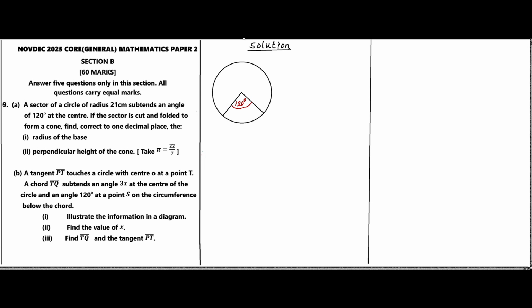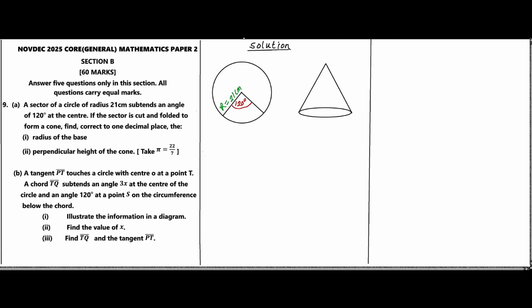Then this sector has a radius of 21 centimeters. So this is the radius, 21 centimeters. Now, if the sector is cut and folded to form a cone, so this particular sector here is cut out of the circle to form a cone. So let's draw our cone. This is our cone.